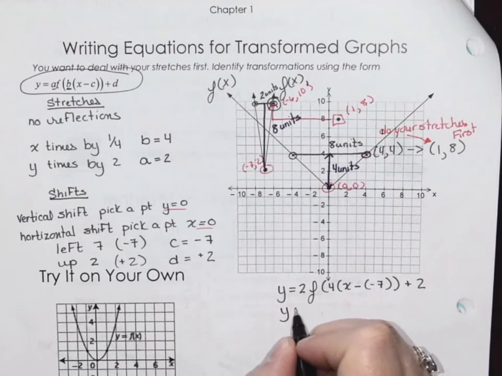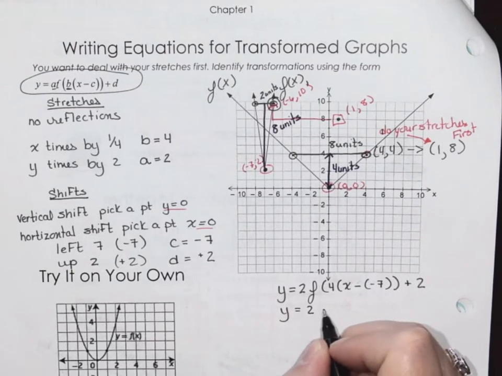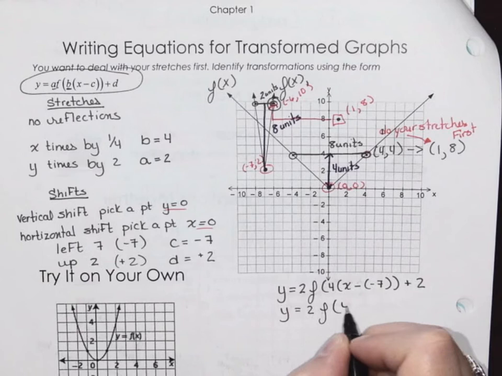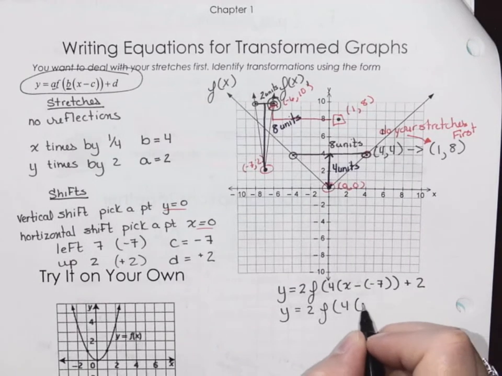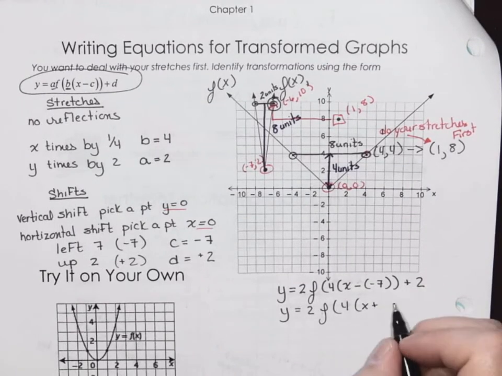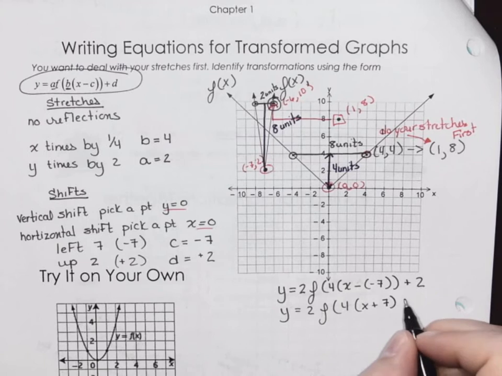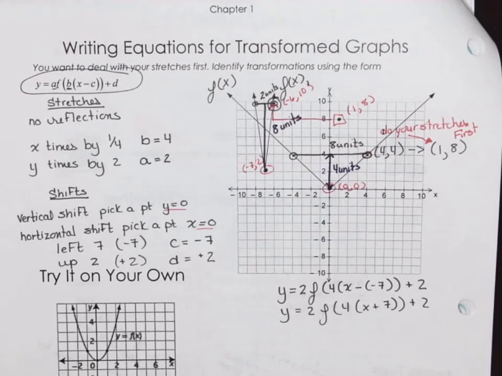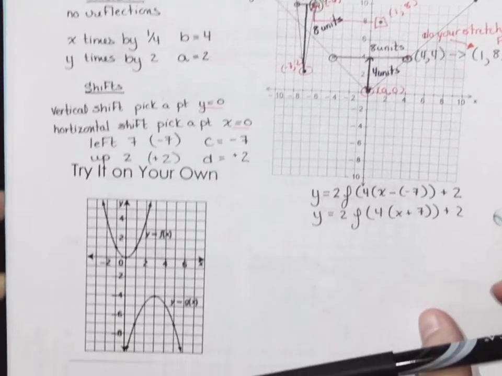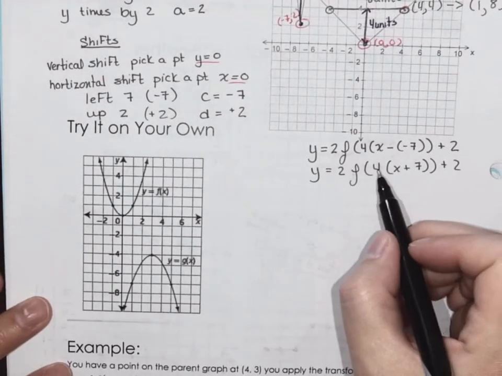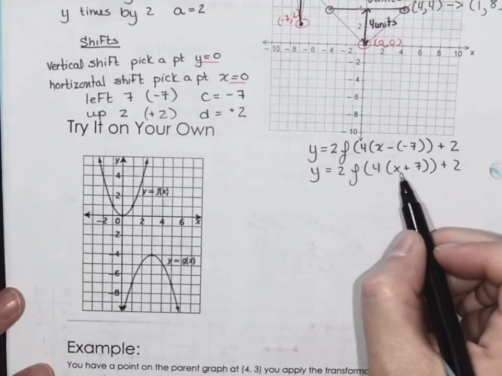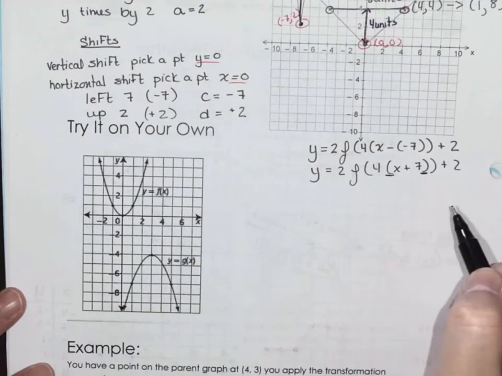All right, so let's put that into this form right here. So we have y equals, my A value is 2, then my fancy f, and then bracket, my B value is 4, x minus negative 7, plus 2. And so we're just going to tighten that up a little bit.